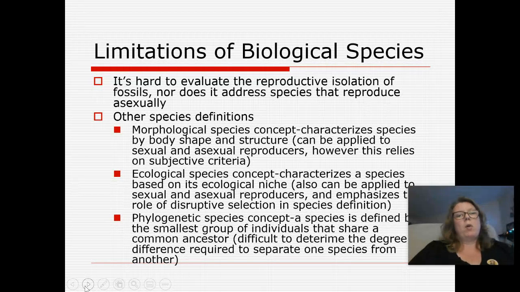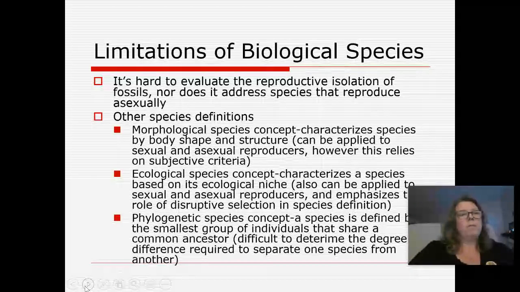But other people have proposed other definitions. So there's a morphological species concept that characterizes species by body shape and structure. But the problem every time you start to get into morphology is you start to fall into pitfalls and traps where you have structures evolving not because they have a common ancestry and therefore they're part of the same species, but because they're convenient in a particular ecosystem. So that's a real drawback to that morphological species concept, and we'll get into that more as we go on with this unit.